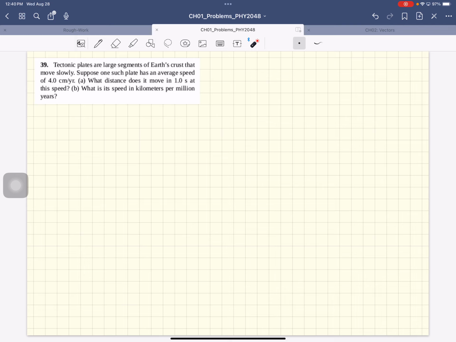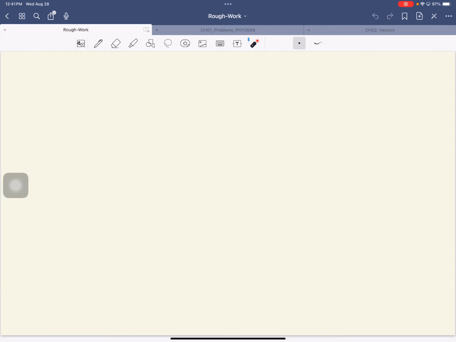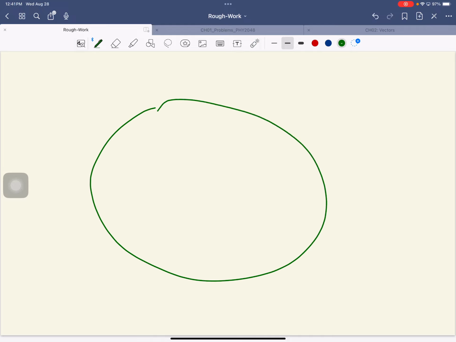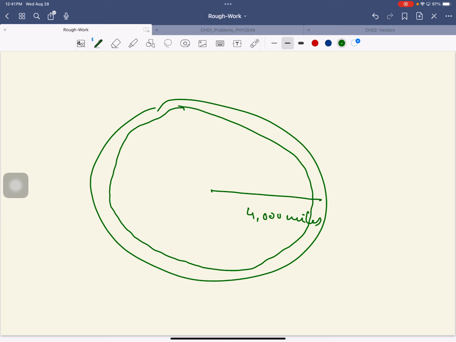Okay. All right. So this is an interesting problem. Tectonic plates. Do you guys know what tectonic plates are? Okay. So here's a brief summary of it. Do you guys know the radius of the Earth? It's about 4,000 miles. Okay. 6,400 kilometers. But the reason I'm writing that is because the top 1% of the Earth, so this is 1%, which is 40 miles.